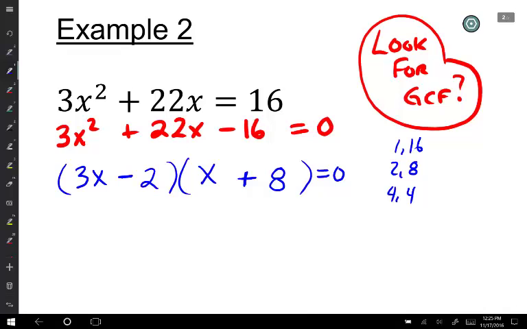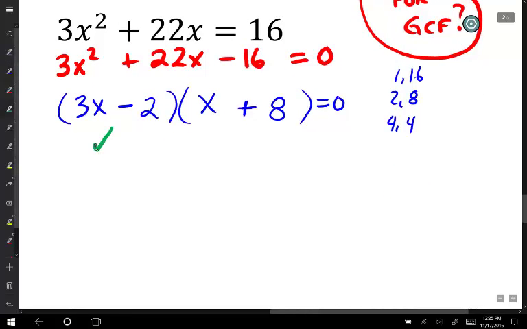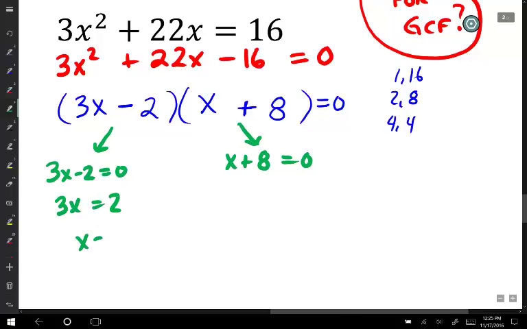Now we take it, remember, we kind of branch it off with two little y's. So we're going to branch this off. So that gives me 3x minus 2 equals 0, x plus 8 equals 0. Can anyone solve the left one for me? So 3x equals 2, and then x equals, you said? 2/3. And over here, x equals negative 8.